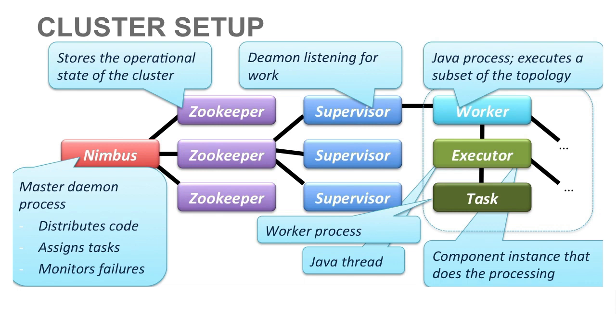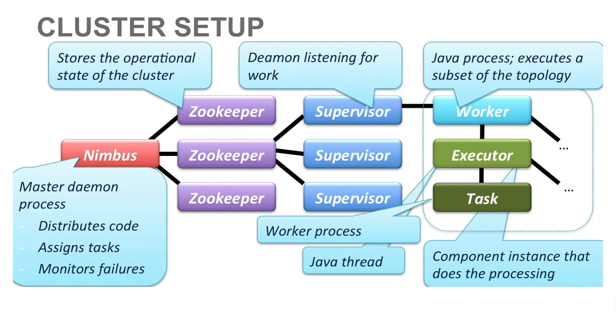Within a Zookeeper, we have a number of supervisors, and a supervisor is a daemon that is listening for work. The supervisor will organize the work of a worker process. A worker process will consist of a Java process that executes a part of this topology, and this worker process will use Java threads, which we call executors, to eventually execute the tasks, which are component instances that are doing the processing.